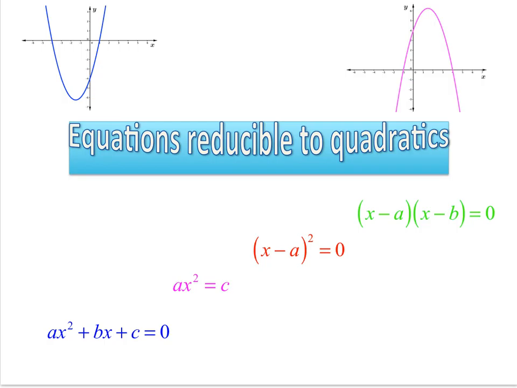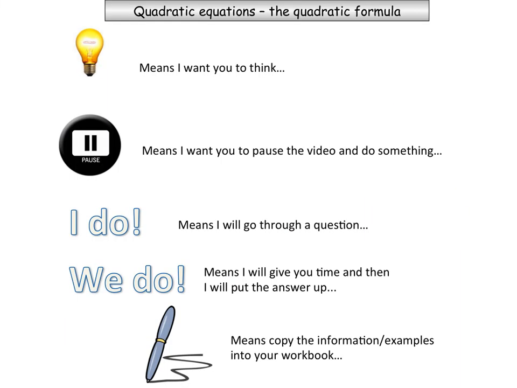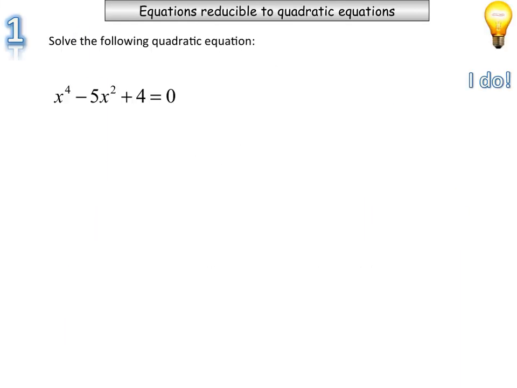Okay, now in this video we're going to look at particular equations broken down to quadratics. So we call these equations reducible, breaking them down to quadratic equations. Here we've got a particular equation that kind of looks like a quadratic equation, except we have different powers.